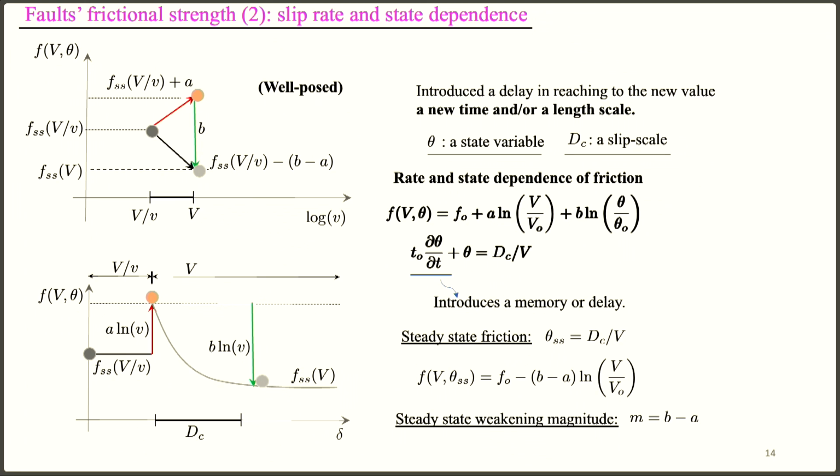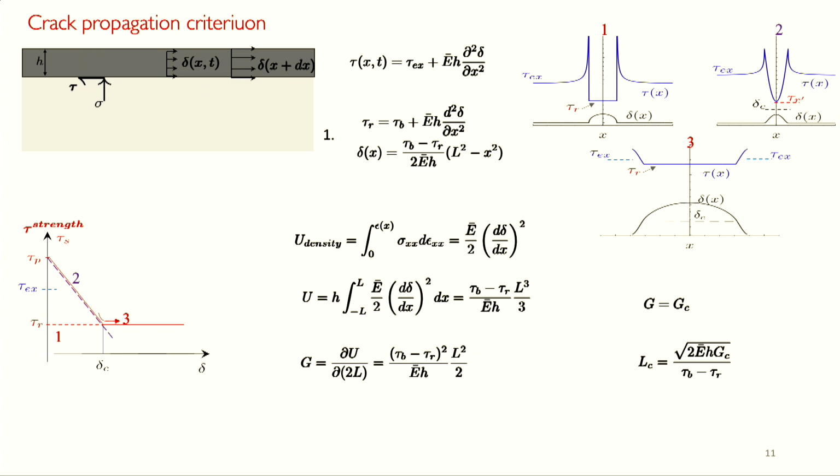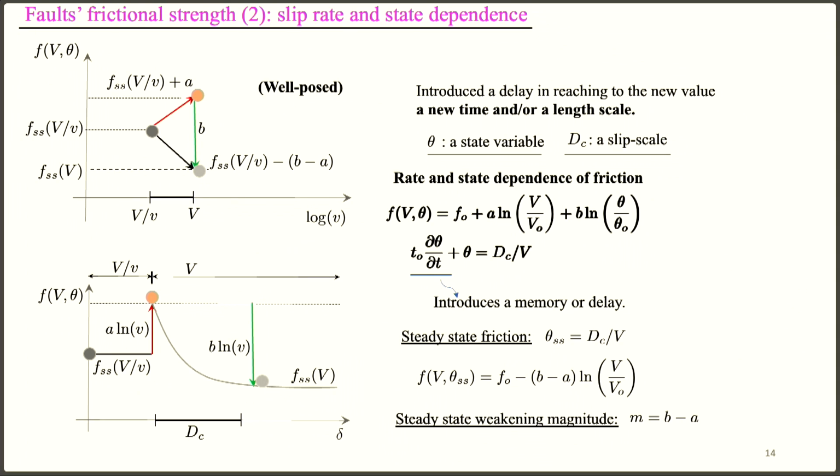So steady state friction looks like this. B and A are the coefficients by which the eventual weakening happens, and A is the direct effect, which is strengthening. So this is not very different from what we just saw with the slip weakening form. Here also there is slip weakening, but it happens through a different mechanism, and they have a bearing on what we understand about earthquakes and how they start, how they nucleate.